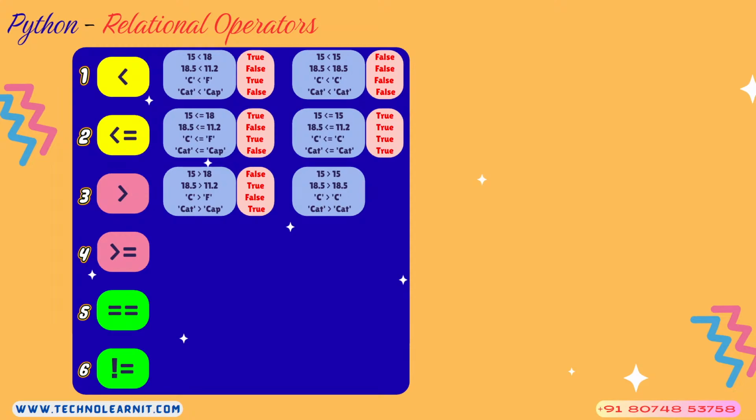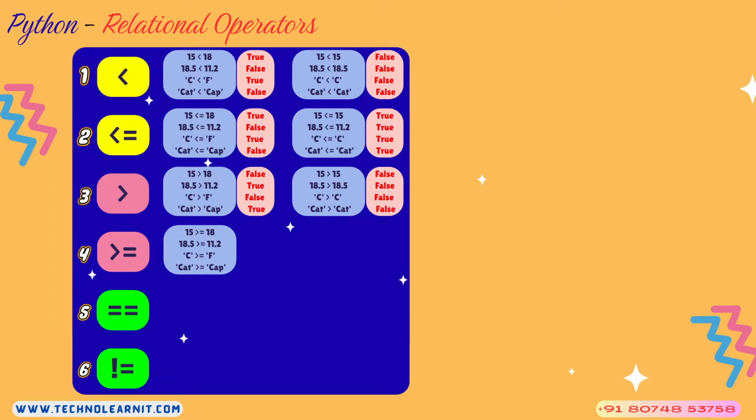Similarly, 15 greater than 15 evaluates to false. 18.5 greater than 18.5 evaluates to false. String C greater than string C evaluates to false. String cat greater than string cat evaluates to false. The same numbers cannot be greater than themselves.